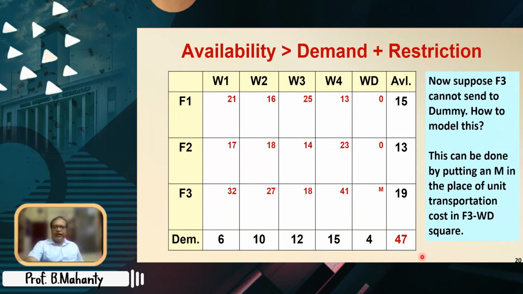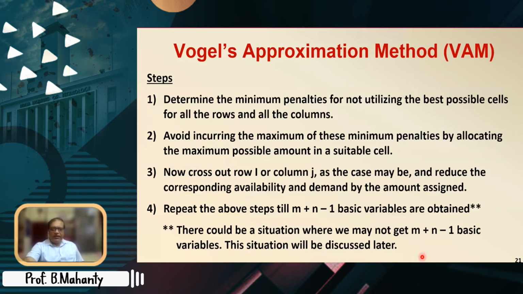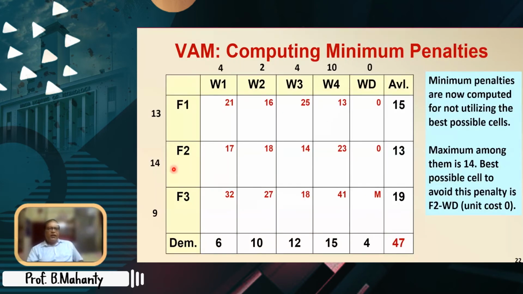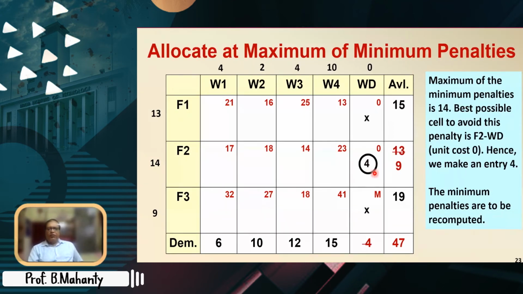Now, once we put an M, we apply Vogel's method once again. So we compute the penalties. Already you have seen the method. So here this particular penalty is different because of the M, not 0. Earlier it was 18. Now it becomes 27 minus 18 equal to 9, and this side will be 0 anyway. So then the best possible square is 14, and then for F2 to WD some entry has to be made. So how much entry? Again, you see that an entry of 4 could be made there.